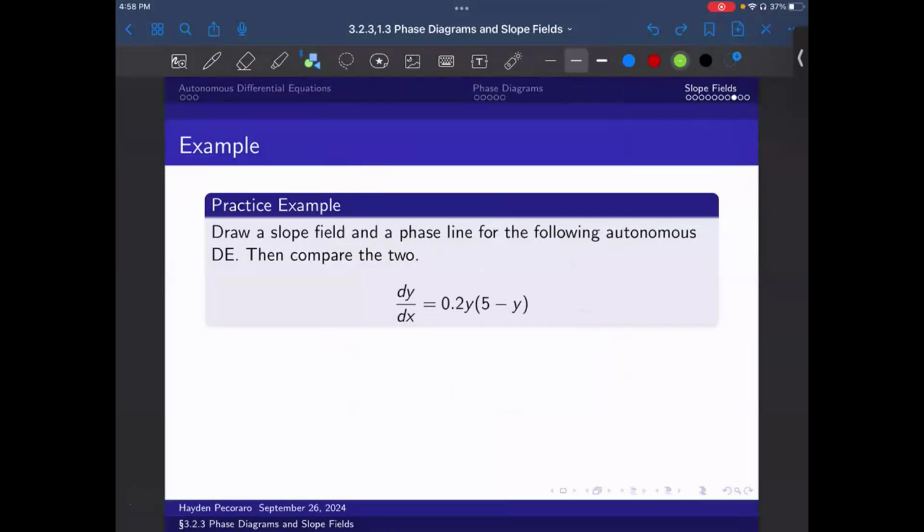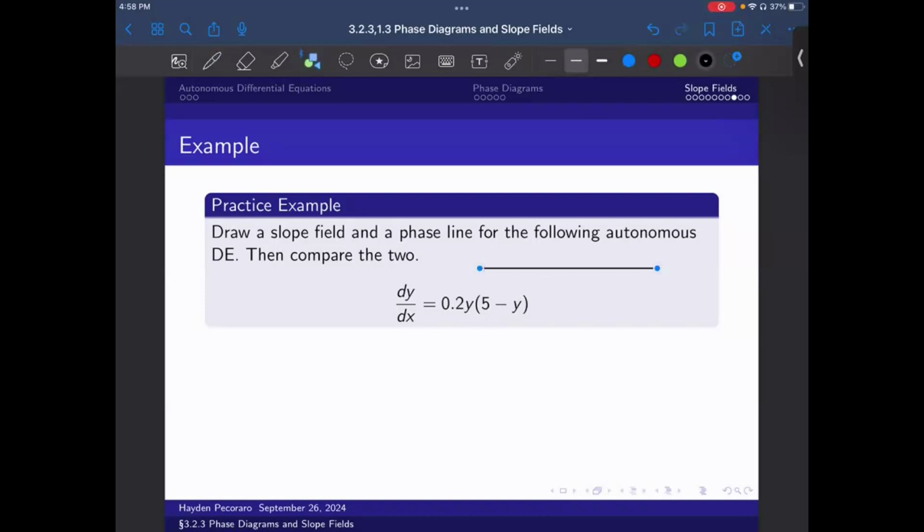Okay, so those are our graphs, and we have a couple more examples. I imagine you probably will want to be done, so I'll just go through these. Draw a slope field and phase line for the following autonomous DE, then compare the two. The phase line is probably going to be easier to draw. This is autonomous, so we can draw a phase line. So let's do that first.